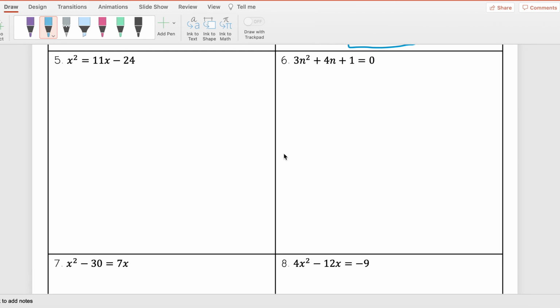So for this video, we're going to be looking at examples where we're factoring trinomials. Looking at number 5, I have x squared is equal to 11x minus 24. My first step is I want to move all my terms to one side, so I'm going to subtract 11x and add 24. Again, you always want to keep your squared term positive, so that's why I'm moving these terms to the other side.